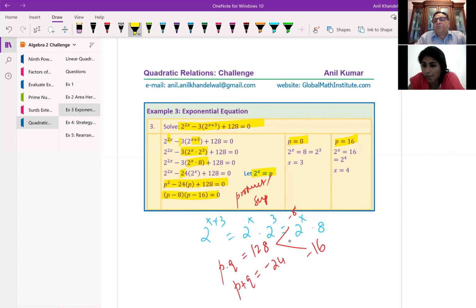Now, you substituted P as 2 to the power of x. So we'll get back to 2 to the power of x equals 8 and 2 to the power of x equals 16. Now, it is a question of solving an exponential equation. So, 8 could be written as 2 cubed and 16 can be written as 2 to the power of 4. Now, since the bases are same, we can equate the exponent. So, x equals 3 and x equals 4 is our solution. So that becomes the solution for this particular equation, right? So, we have solution x equals 3 or x equals 4. Is that clear to you?